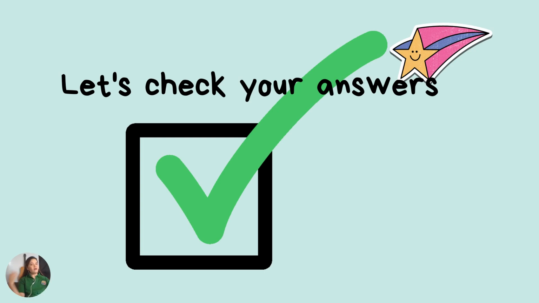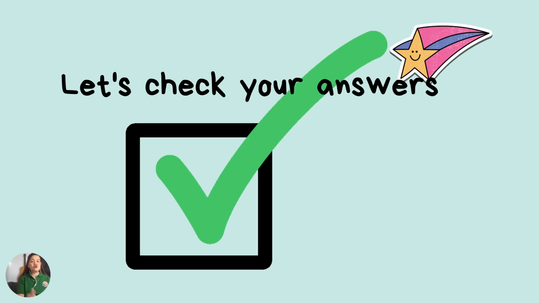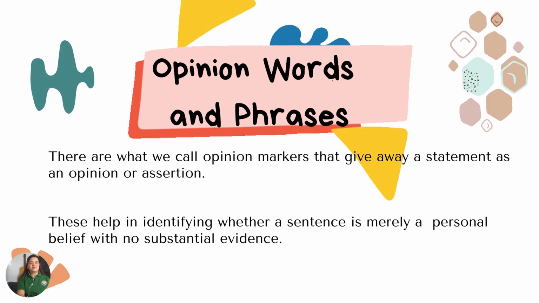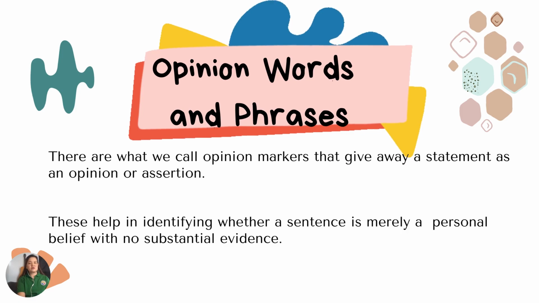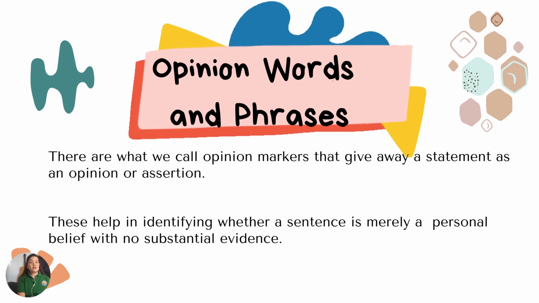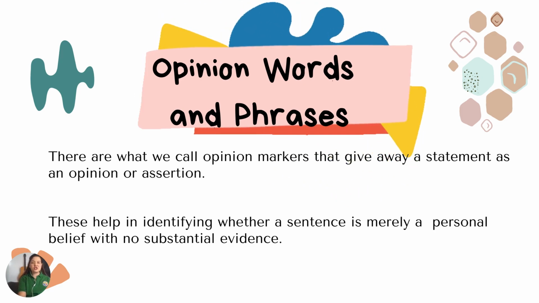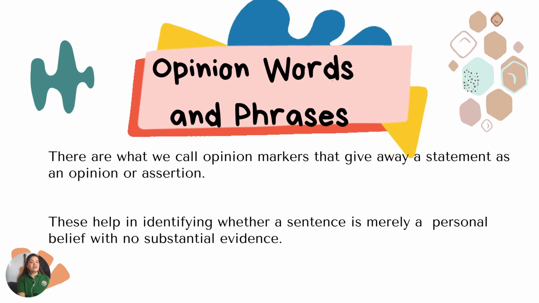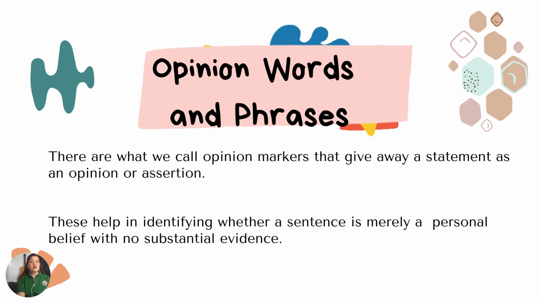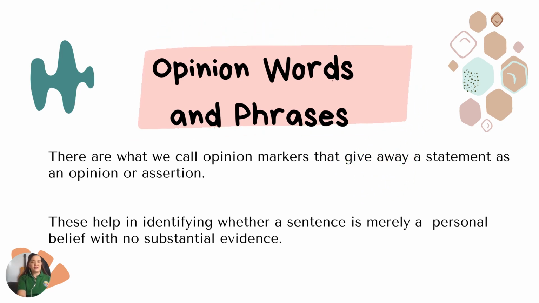All right, now it's time to check your answers. Okay, good job. You're doing a great job. Now let's take note of these opinion words and phrases. There are what we call opinion markers that give away a statement as an opinion or assertion. Now, this helps in identifying whether a sentence is merely a personal belief with no substantial evidence.